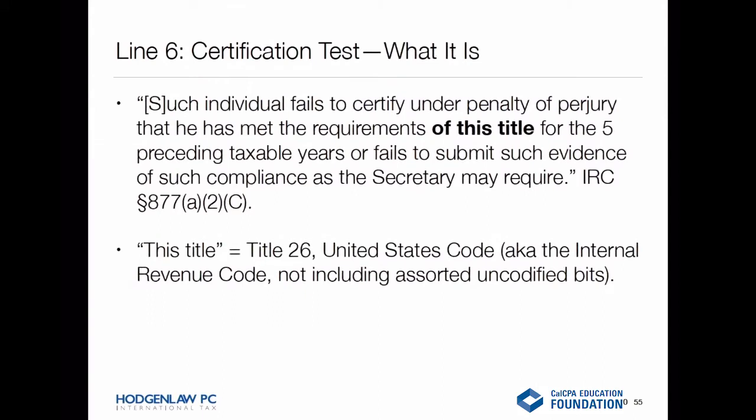The certification says if an individual fails to certify under penalty of perjury that he has met the requirements of this title for the 5 preceding tax years, or fails to submit such evidence of such compliance as the Secretary may require. And when they say this title, they're talking about Title 26, the United States Code. In other words, not other titles. So requirements under other titles, such as the FBAR, don't seem to fall within that.